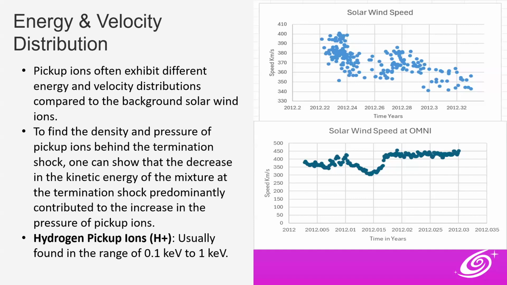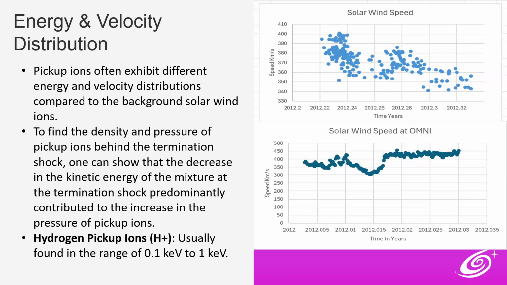To find the density and pressure of pickup ions behind the termination shock, one can show that the decrease in the kinetic energy of the mixture at the termination shock predominantly contributed to the increase in the pressure of pickup ions. And as you can see from the data, I was able to create these graphs of the speed at which Omni at the bottom took a reading of the solar wind, and at the top is New Horizons.